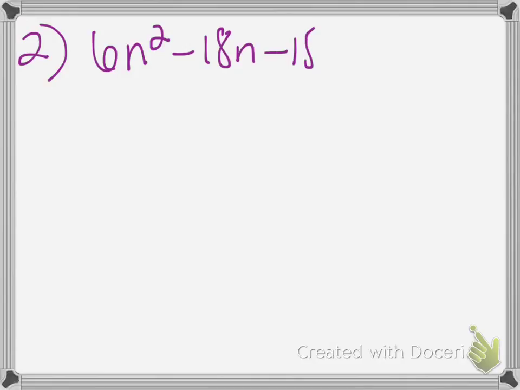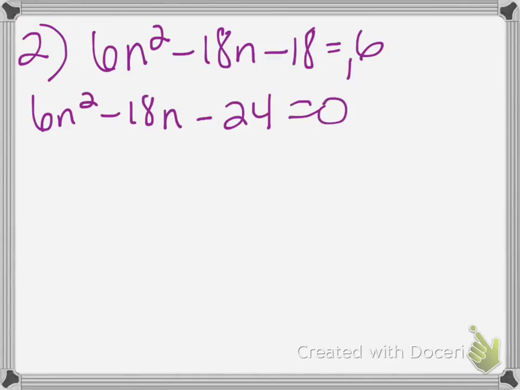Let's look at another problem. I have number 2 here. So I have 6n squared minus 18n minus 18 equals 6. Remember, you have to set it equal to 0 because your y value has to be 0. So I'm going to have 6n squared minus 18n minus 24, and that equals 0 because I subtracted 6 from both sides. I subtract 6 from both sides because 6 is positive there.